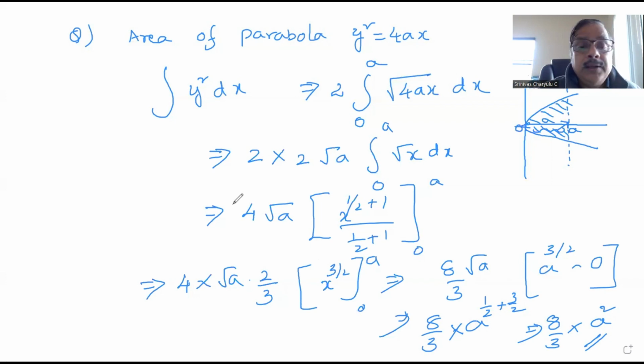Let us check again. See, root of 4ax. Root 4a means 2. Root a comes out. Then root x means x to the power of half, plus 1 by half plus 1. So this is 2 by 3 outside, you write like this. X to the power of 3 by 2 means a to the power of 3 by 2 minus 0, the lower limit, after applying the limits. Then 8 by 3 into root of a means a to the power of half, plus a to the power of 3 by 2. Both the powers you can add by our theory of indices. So 3 by 2 plus 1 by 2, 4 by 2, that becomes a square. So this is the area of the parabola.